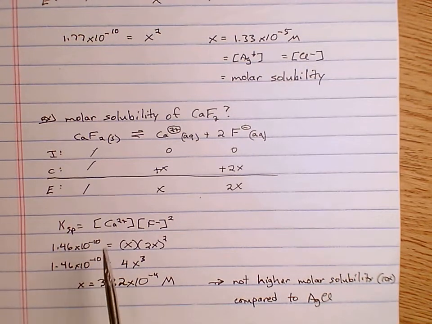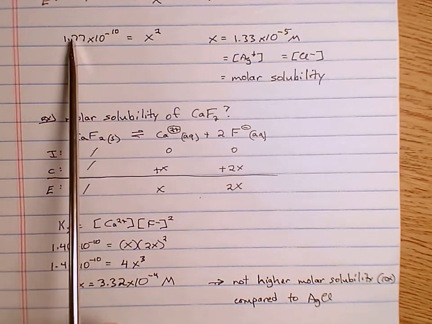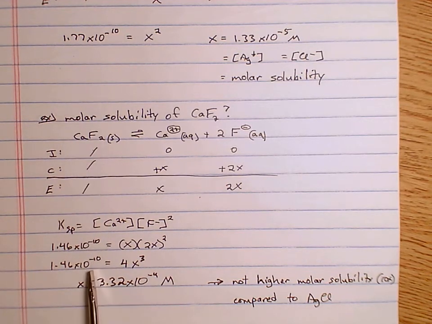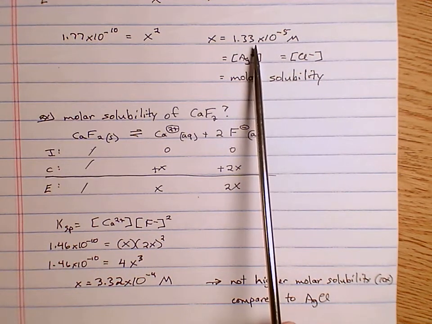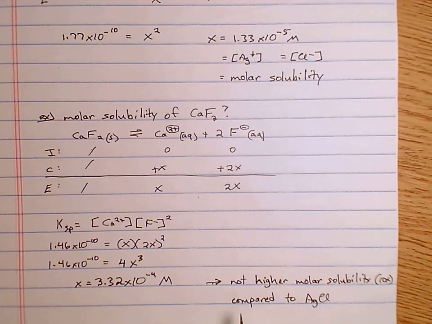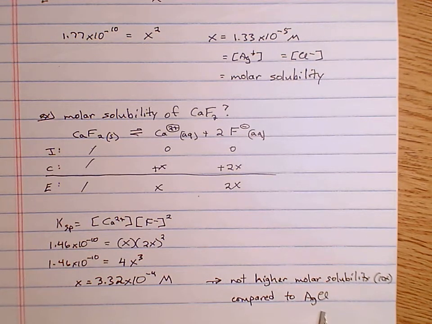For silver chloride, it was 1.77 times 10 to the minus 10th. These are kind of similar, 1.77, 1.46, both times 10 to the minus 10th. However, note that the molar solubility of silver chloride is 1.3 times 10 to the minus 5th, whereas for calcium fluoride it is 3.2 times 10 to the minus 4th. Calcium fluoride is over 10 times more soluble compared to AgCl.